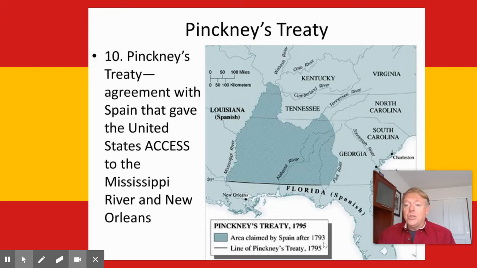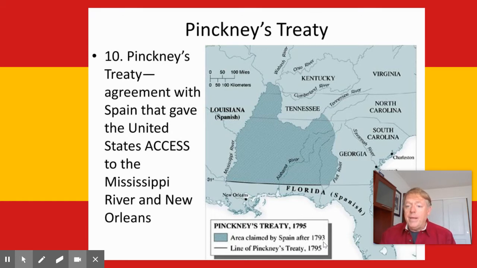The Spanish were alarmed by the Jay Treaty, and so they tried to basically acquire land that was already thought to be part of the young United States. As you can see, the colored area there in 1793. The Pinckney Treaty worked out really well for us.